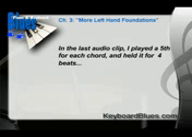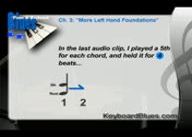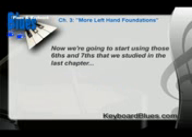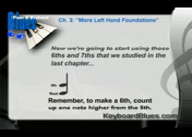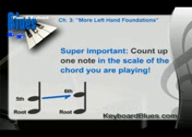In the last audio clip, I played a fifth for each chord, and then I held it for 4 beats, like this. Now we're going to start using those sixths and sevenths that we studied in the last chapter. Remember, to make a sixth, count up 1 note higher from the fifth. Super important. Count up 1 note in the scale of the chord that you're playing.